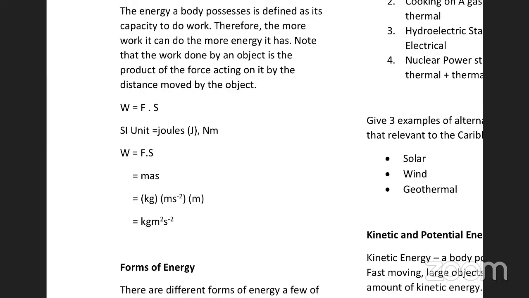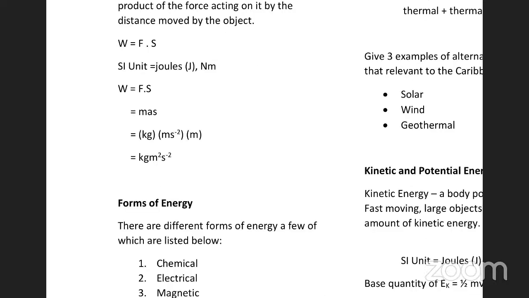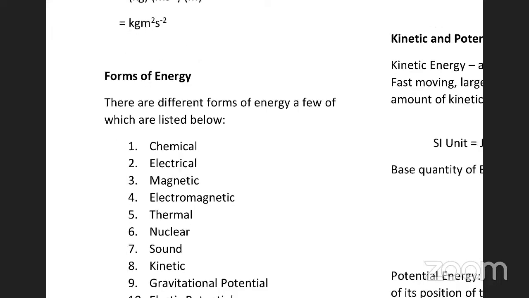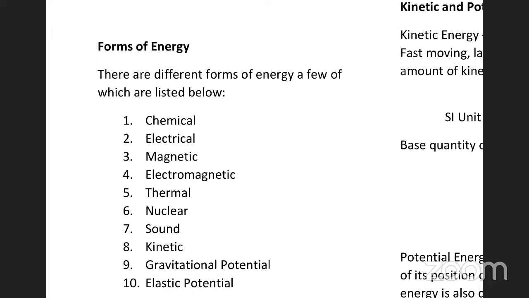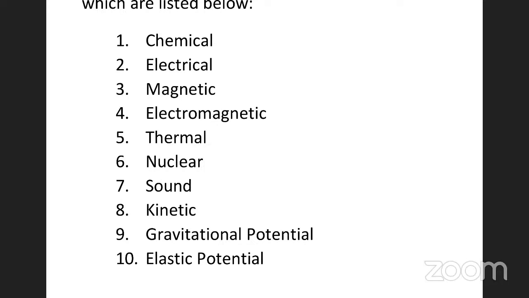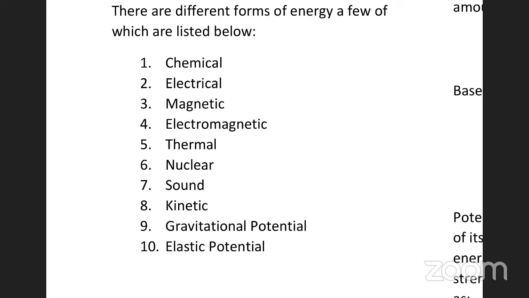So that's energy, right? We have these different forms of energy: chemical, electrical, magnetic, electromagnetic, thermal, and so on. Let's talk about each one now. What's an example of chemical energy? Nuclear plants, but to be more specific, that would be nuclear energy.